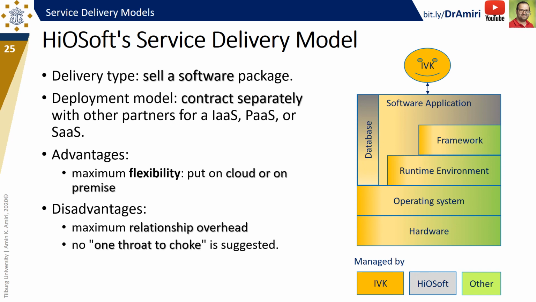The disadvantage of this approach is its maximum relationship overhead. IVK has to make many decisions, which was the reason for the previous project failure and the analysis paralysis that happened there. Moreover, there is no one throat to choke. When responsibilities are divided among several companies, things can easily go wrong as these companies try to place the responsibility for a change or an incident response on the shoulders of the other parties.